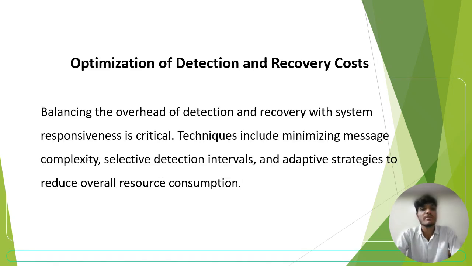Next, optimization of detection and recovery costs. Here, how we optimize the detection, how we recover, and how much it costs. Balancing the overhead of detection and recovery with system responsiveness is critical. Techniques include minimizing message complexity, selective detection intervals, and adaptive strategies to reduce overall resource consumption.